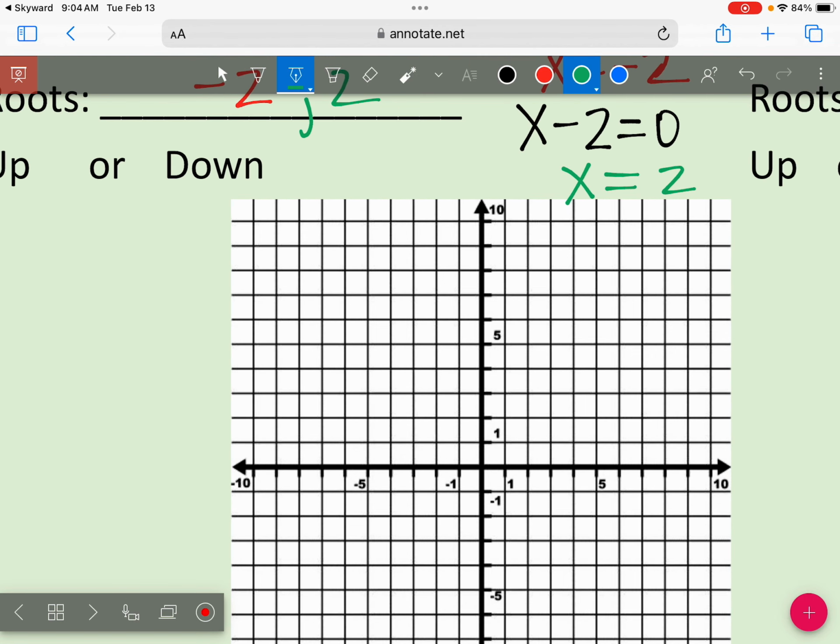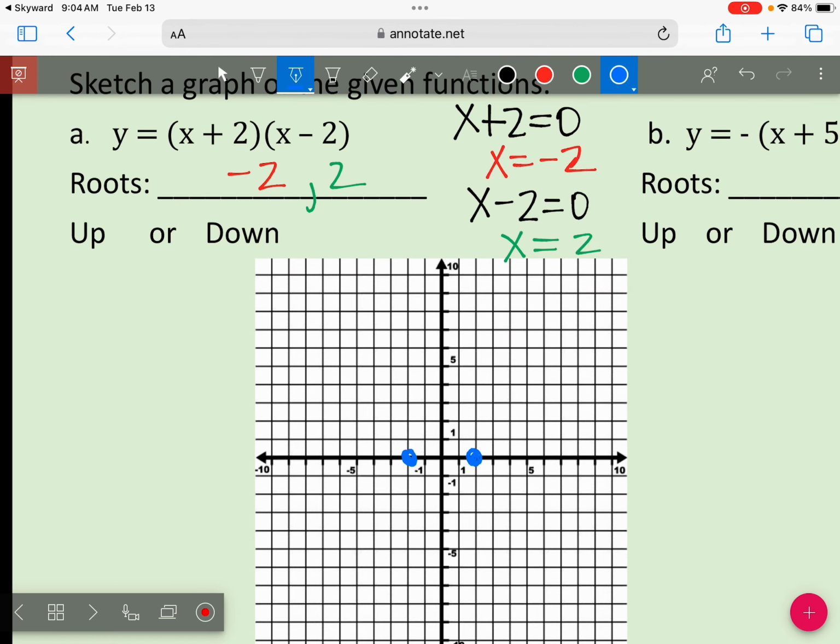Go ahead and plot those 2 points on the x-axis. Put a point at +2 and put a point at -2. Do you think this parabola is going to be a smile or a frown? Smile. So it's going to open up. So I just want you to draw me a parabola that looks like a smile that goes through those 2 points. It is that simple.